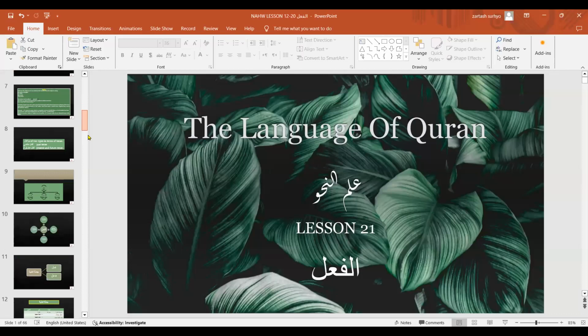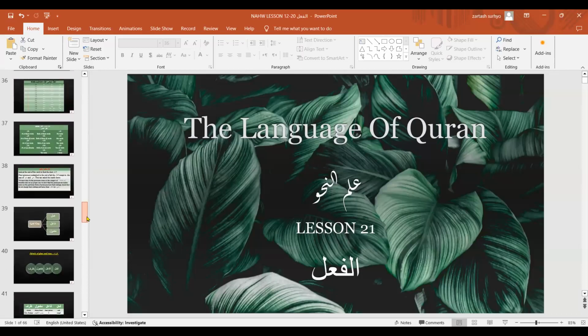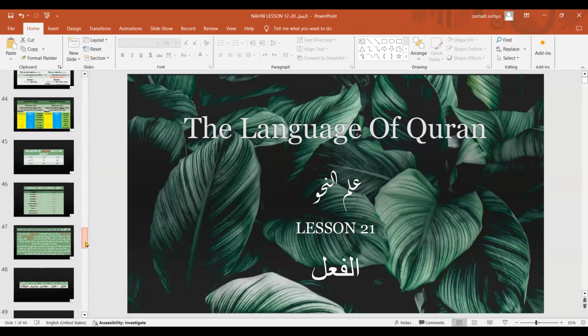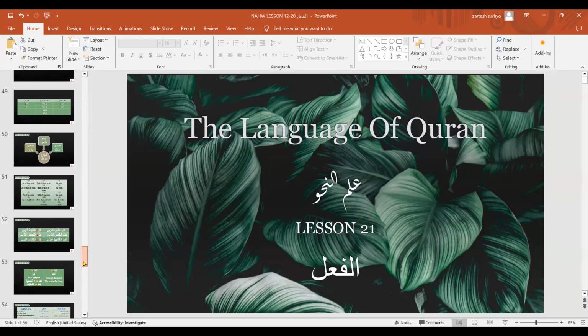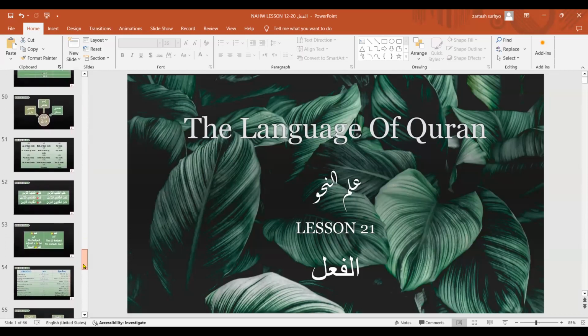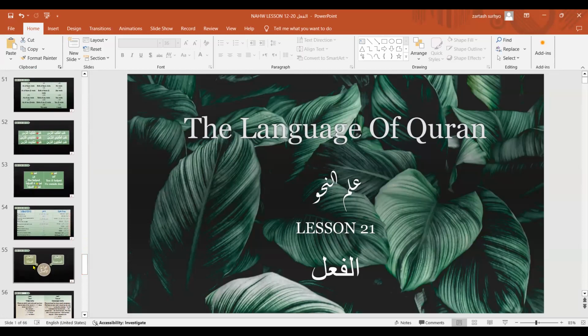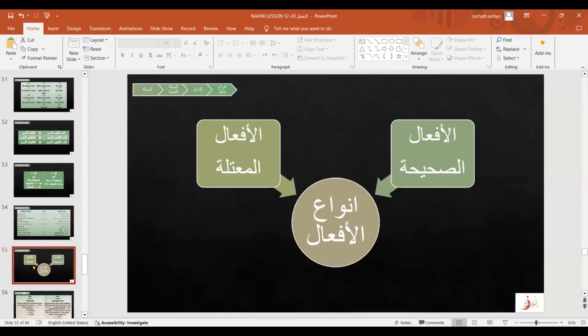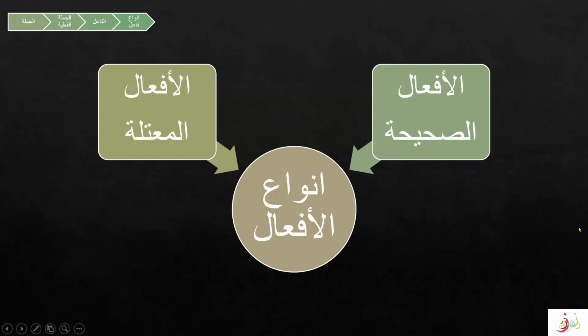We have been learning about fail since the last few sessions, and inshallah, we will start with a very brief topic of أنواع أفعال: أفعال صحيحة and أفعال معتلة. So these are the two types of afal that we are going to learn today.